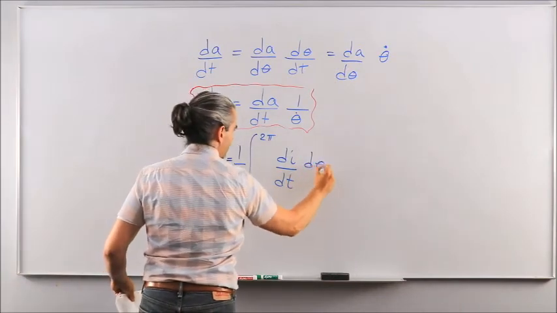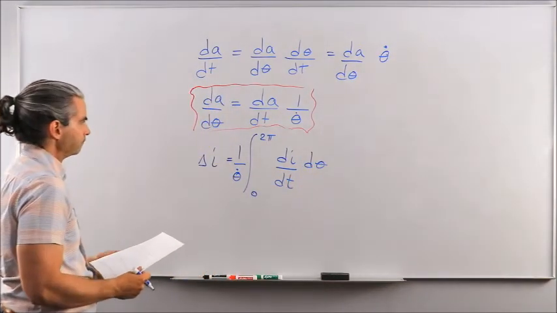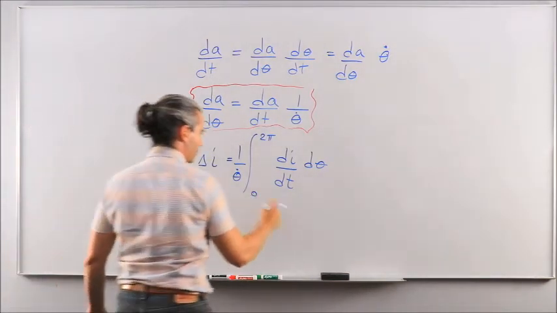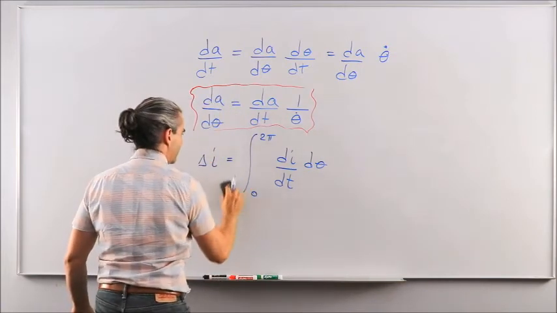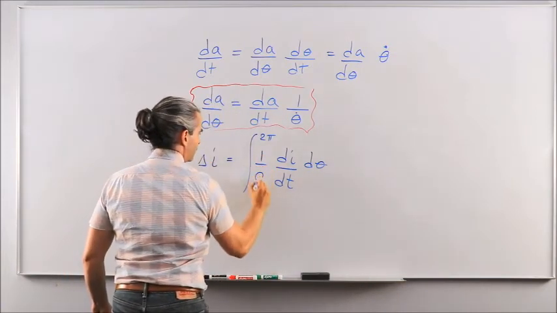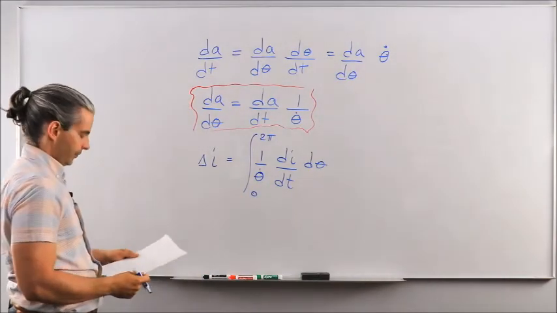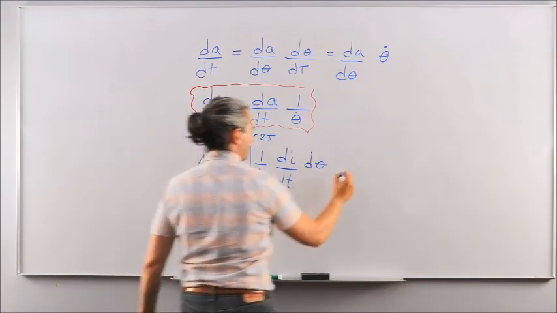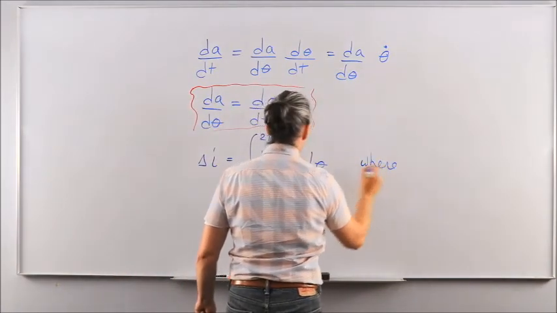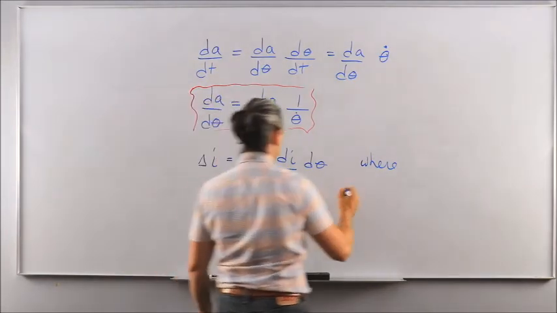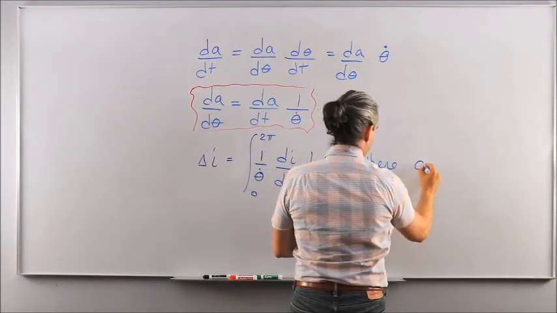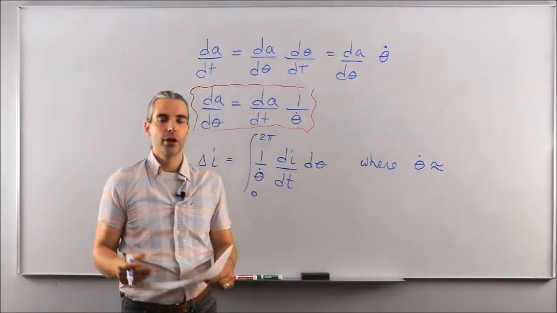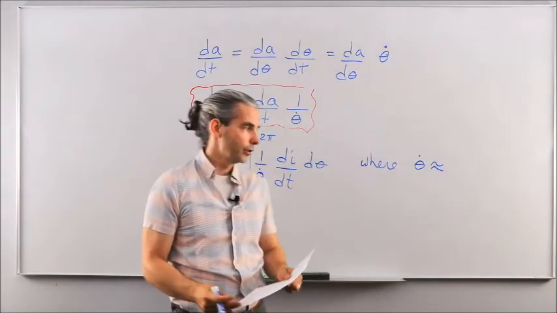And d theta. All right? Actually, let's pull the 1 over theta dot inside the integral, just like this, because your theta dot is actually a function of theta, so that's why we need to pull it back into the integral here. So theta dot is very difficult to evaluate whenever we are considering perturbations affecting the motion.